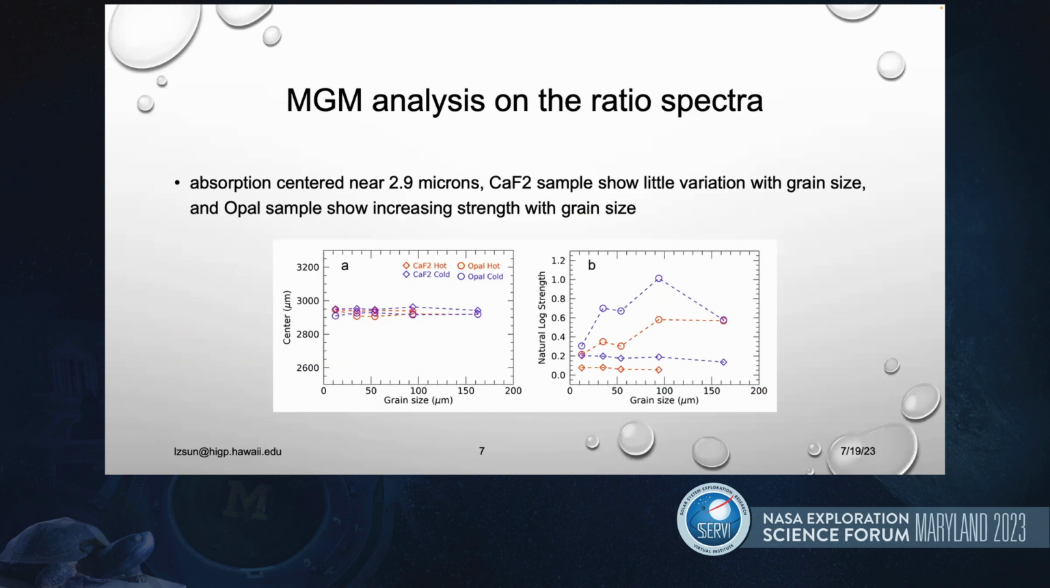So I applied an MGM analysis on the ratio spectra, and you can see that calcium fluoride is the diamond symbol, and the opal spectra is the circular symbol. There's a very different trend between these two samples. Calcium fluoride basically showed no variation with grain size, but the opal sample saw this very large variation with grain size. And let's go to the last slide.